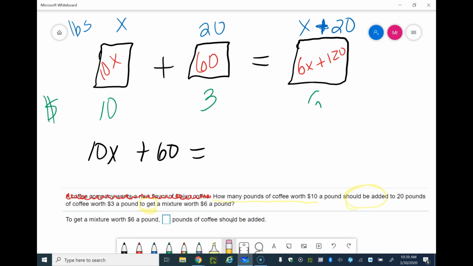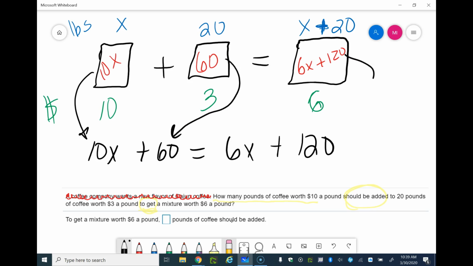I got ahead of myself. So put this back. So this is just supposed to be 6X plus 120. So again, all we're doing is just writing down the equation inside the box for this one.